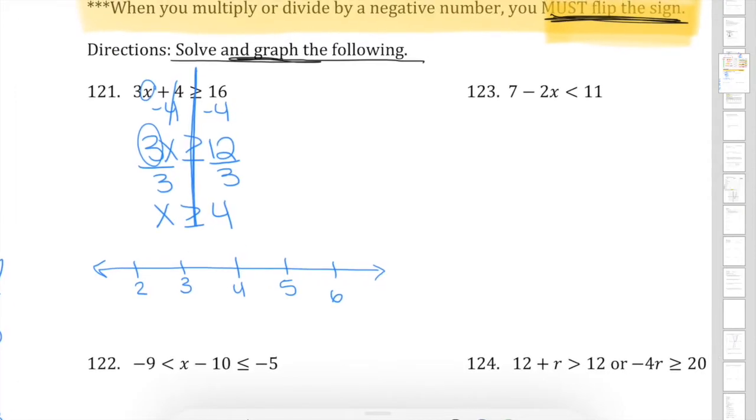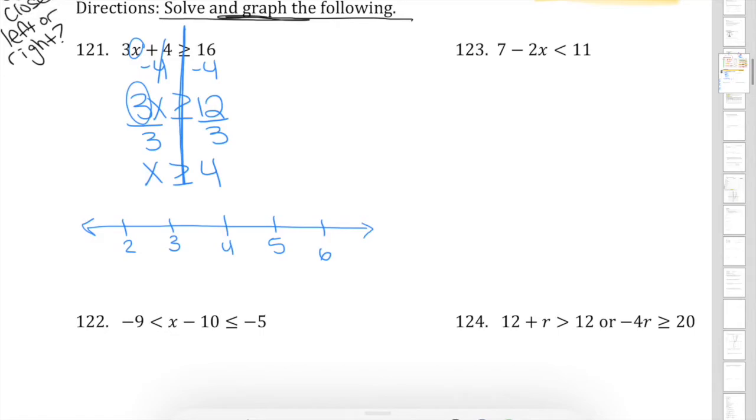Now, every time you're graphing an inequality, you want to ask yourself two things. First, is it an open or closed circle? And then do you shade left or right? To determine if it's an open or a closed circle depends all on that. If it has the or equal to, it's going to be closed. This one does have an or equal to, so it's going to be closed. So I answered that question.